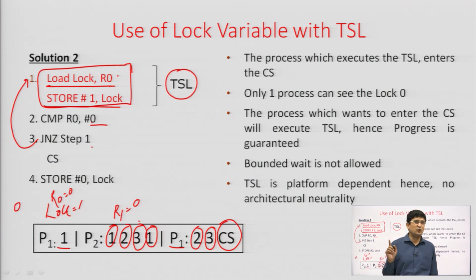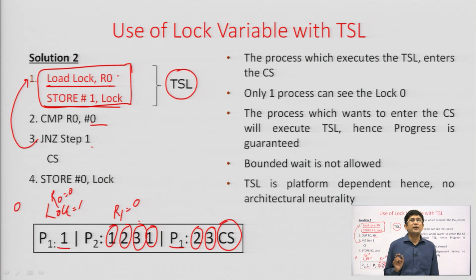A process which does not have to enter the critical section will not restrict the other process from entering the critical section. So, there is no conflict here. Then bounded wait: no, bounded wait is not satisfied. We have not applied anything by which we can restrict a process from entering the critical section multiple times.